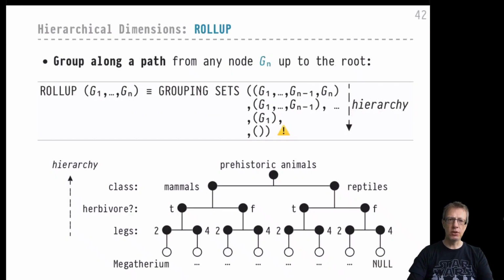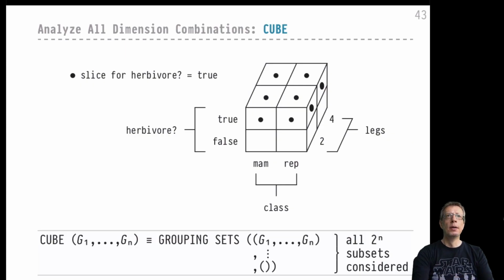The final piece of syntactic sugar that aids in the specification of complex grouping is the cube modifier. Again, syntactically it plays the same role as grouping sets or rollup. It's a replacement of an explicit listing of grouping criteria after the group by clause.